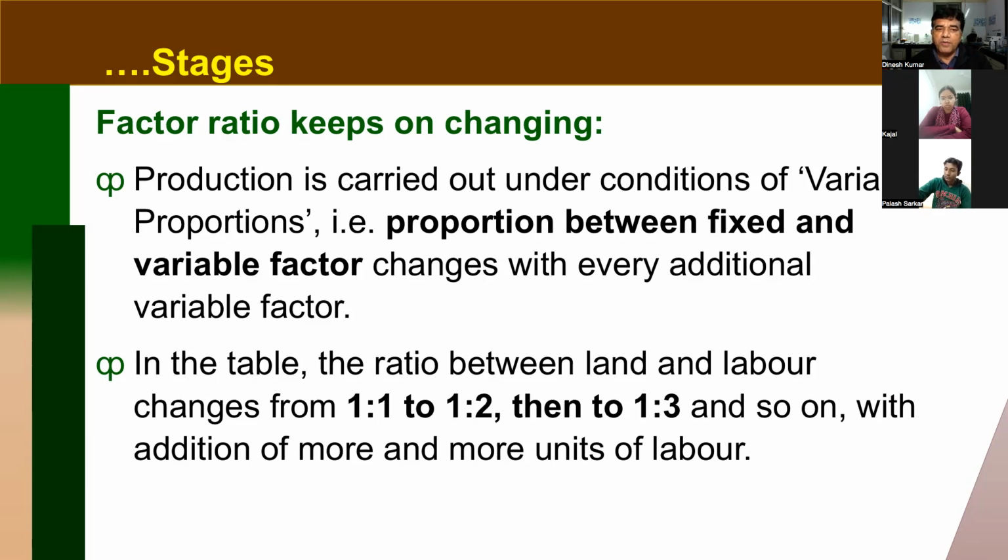Proportion between fixed and variable factor changes with every additional variable factor. एक लेबर बढ़ाया तो 1 से 2 हो गया, 1:2 हो गया, एक लेबर और बढ़ाया तो 1:3 हो गया, एक लेबर और बढ़ाया 1:4 हो गया. So changes with every additional variable factor. In the table, the ratio between land and labor changes from 1:1 to 1:2, 1:3, and so on, with addition of more and more units of labor.